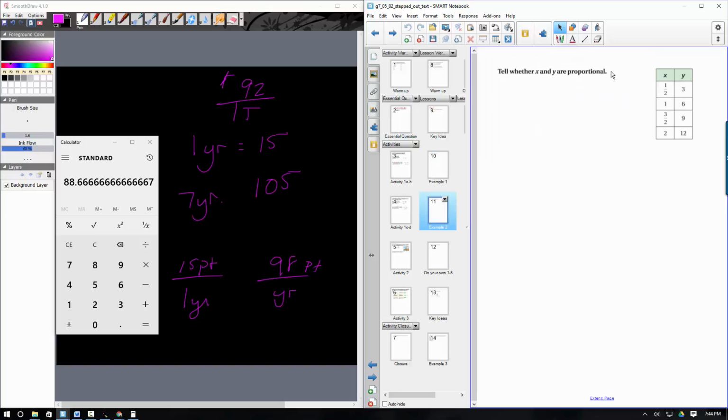For this one here, it says tell if x and y are proportional. So again, for every 1, it seems to be going up by 6, and then for every half, it's going up by 3. So it's like it's 3, and then I go up another half here. Yep, so it goes up by 3, and this goes up by 3. So this is proportional.